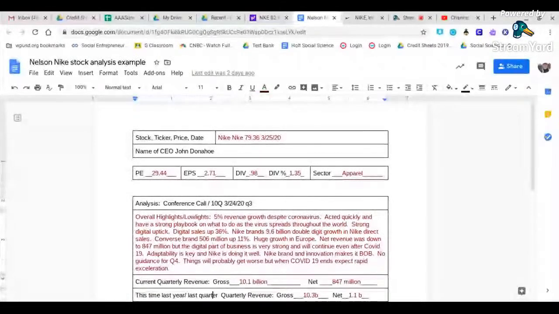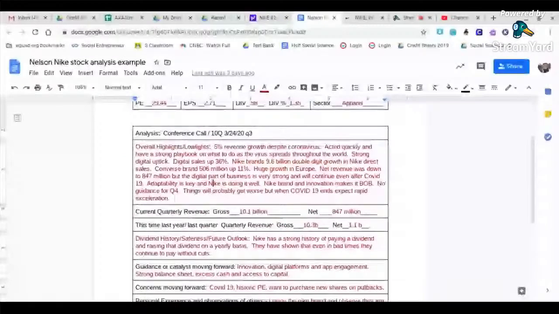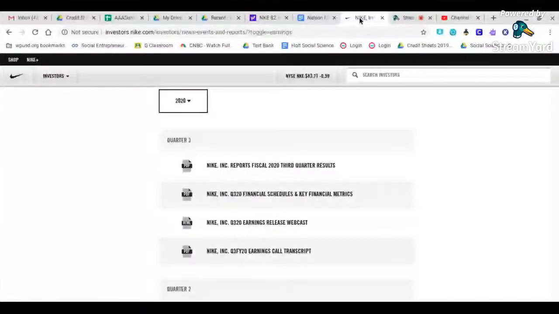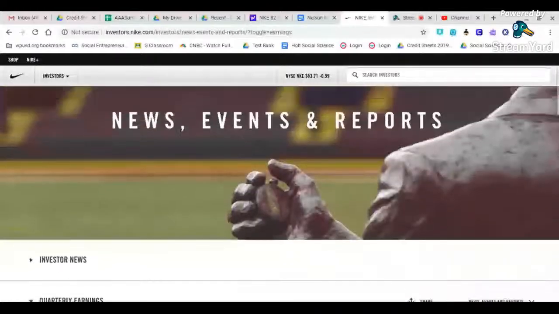And we're going to scroll to the actual conference call. Now, every single publicly traded stock that I'm making you choose, whatever ones that you choose, the 5 that you choose, they all have conference calls. Nike, you're going to be able to go to their investor relations page.